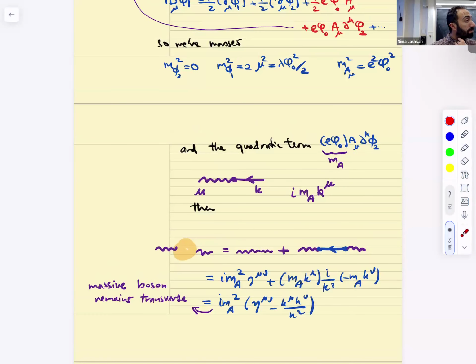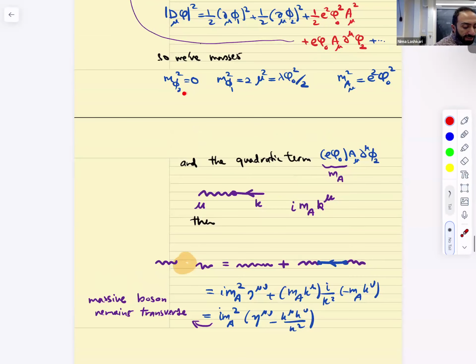Good. We'll come back to this in a second. Actually, let me say it very quickly. This looks like a gauge boson, but it's not. Sorry, this looks like a Goldstone boson, but it's not a Goldstone boson. This looks like the gauge field that's massive.